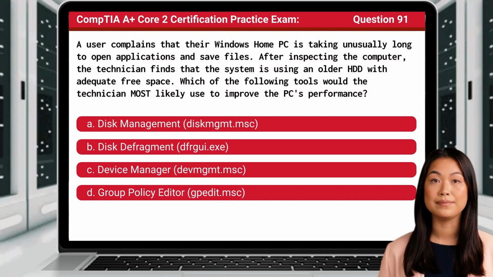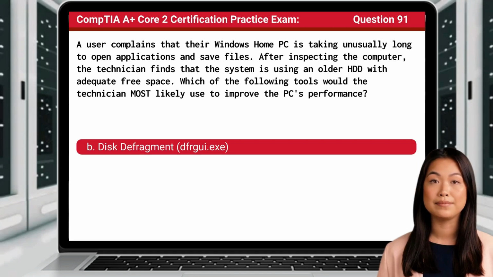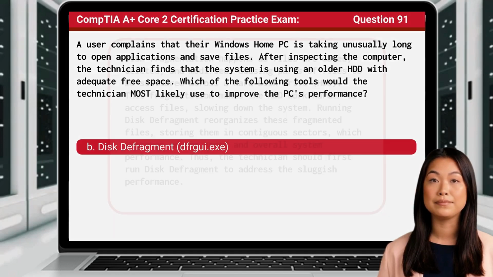Question 91. A user complains that their Windows Home PC is taking unusually long to open applications and save files. After inspecting the computer, the technician finds that the system is using an older HDD with adequate free space. Which of the following tools would the technician most likely use to improve the PC's performance? The answer is B. Disk defragment.